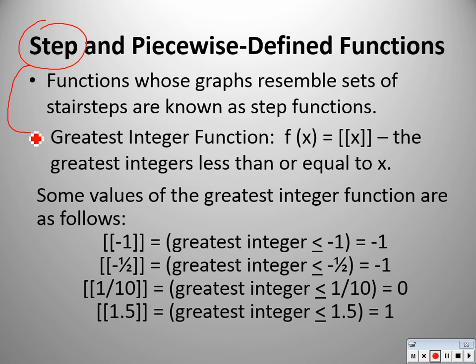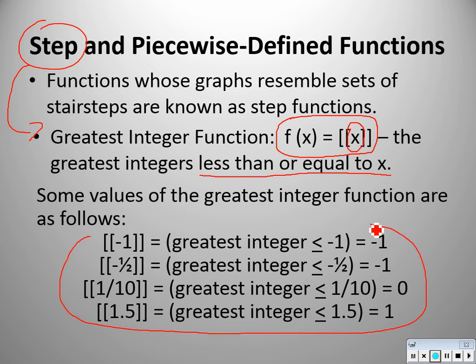That's this right here. So the greatest integer function, and this is how that is denoted, f of x equals, and it looks like you have double brackets around the value of x here. And whenever we put a number inside these double brackets, what we're basically looking for is what is the integer that is less than or equal to that given value. So I gave you some examples of this down here at the bottom.